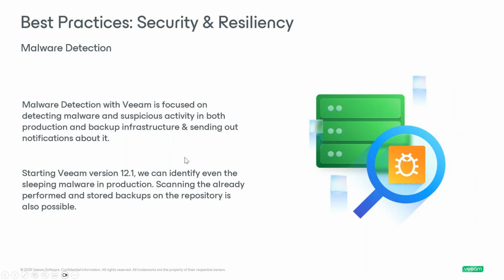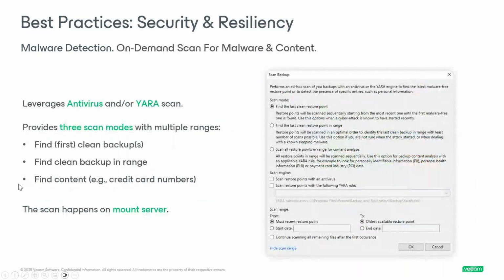Starting since version 12.1, we can identify sleeping malware in production, scanning the backups that are already available before you restore them with ransomware inside of them. So there's a few tools. One of them is Yara scans.